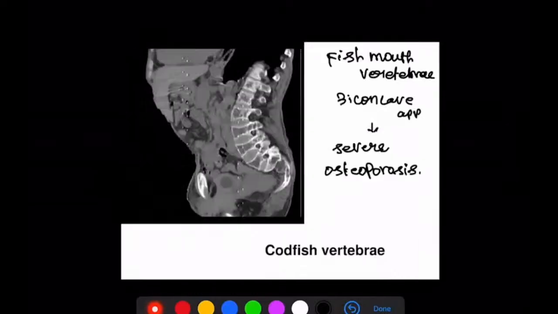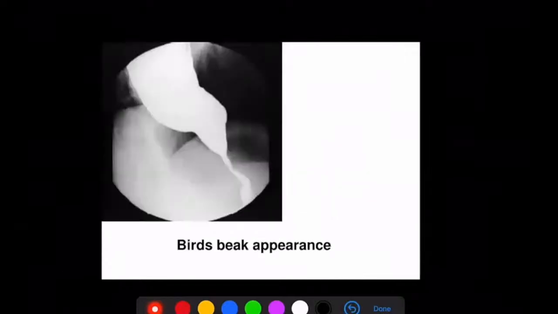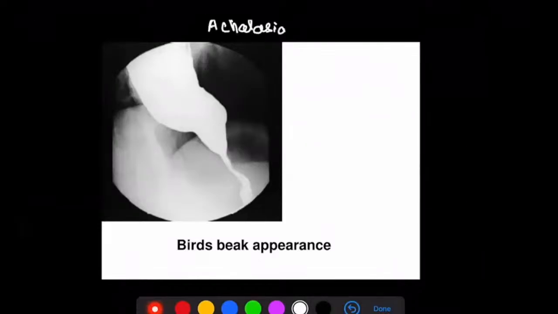This is again the same apple core deformity seen in colonic cancer. Yes. Bird's beak appearance. Achalasia cardia. Correct.